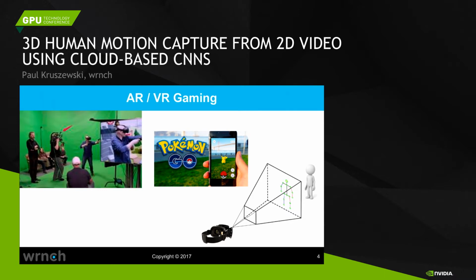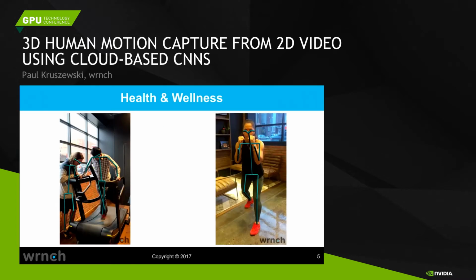I want to be able to see you sitting there at your chair drinking, and so how do we know where the hands are? So our stuff can basically see where the body is and then feed that into the virtual reality system. And then, health and wellness. Basically, understanding human motion is sort of fundamental to a lot of different things.